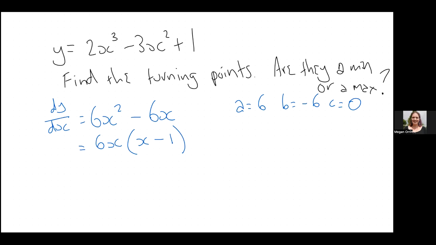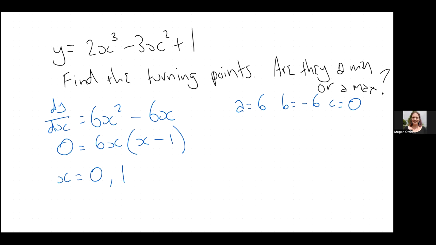For this equation to be true, for this to equal 0, either this has to equal 0 or this, because anything times 0 is 0. So what does this x equal? 0. What does this one equal? 1. 1 minus 1 is 0. So those are my two turning points.